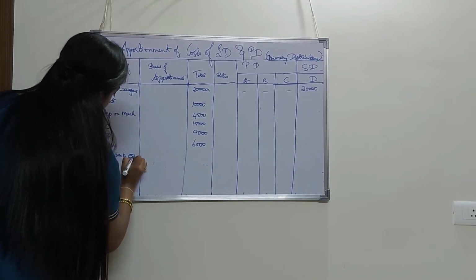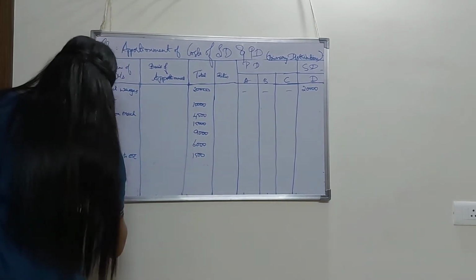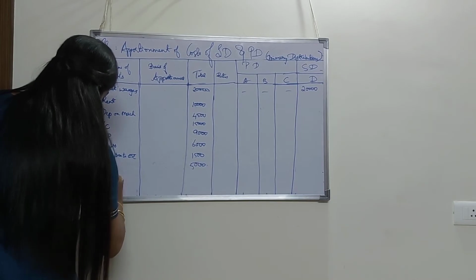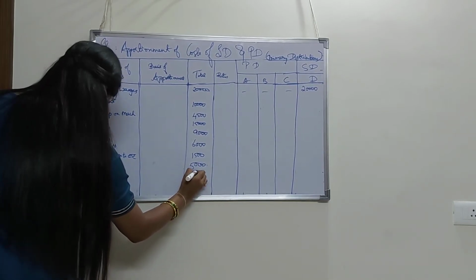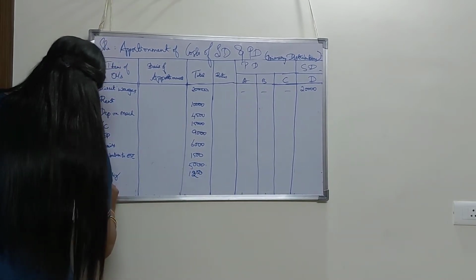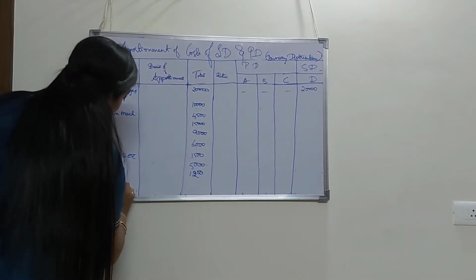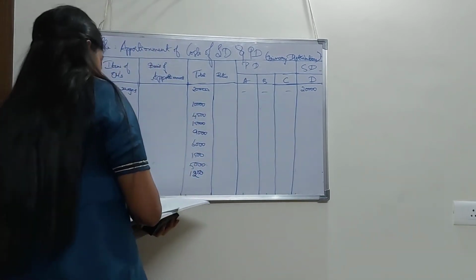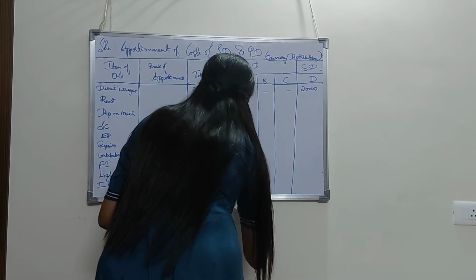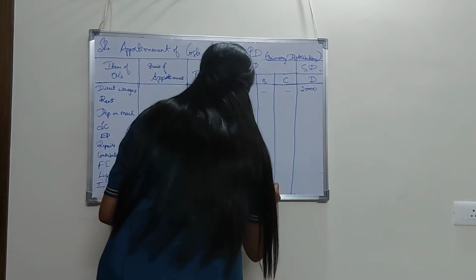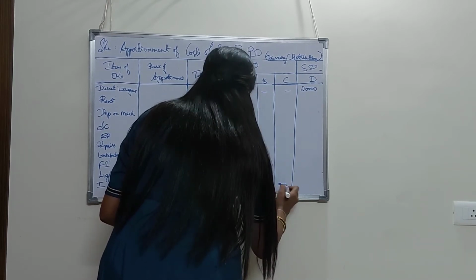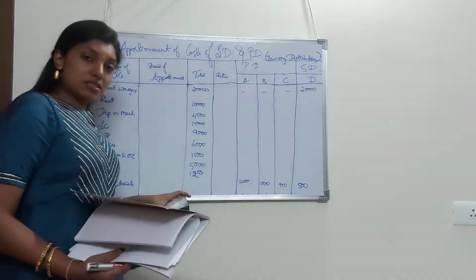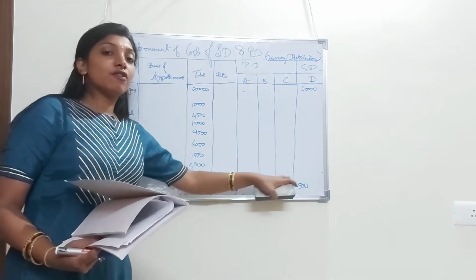Then, contribution to ESI. So, contribution to ESI is 1,500. Next, fire insurance of building, it is 5,000. Lighting is 1,200. Next, indirect materials, they have given department wise, isn't it? So indirect materials is given, and how much? It is 1,200 for A, then 1,000 for B, 750 for C, and 500 for D. Right? So whatever I've done here is, I have just listed all the expenses. Indirect material, they have given department wise, so I have written as per the department.